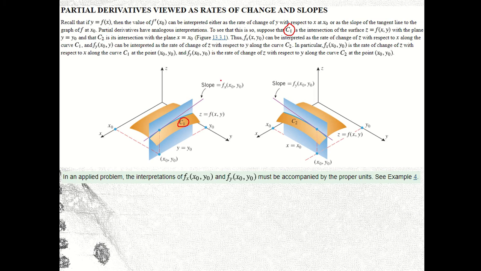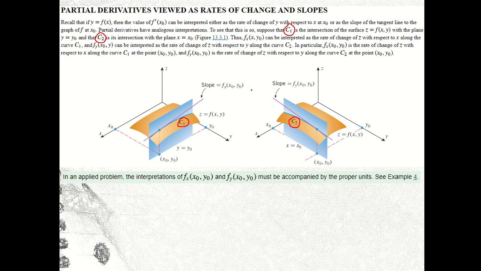And that's C2, this C2 here. C2 is the intersection of the surface with the plane x equal to x sub 0. Okay, so this plane in color blue, here also color blue. So that is the plane y equal to y sub 0, and this is our plane x equal to x sub 0.